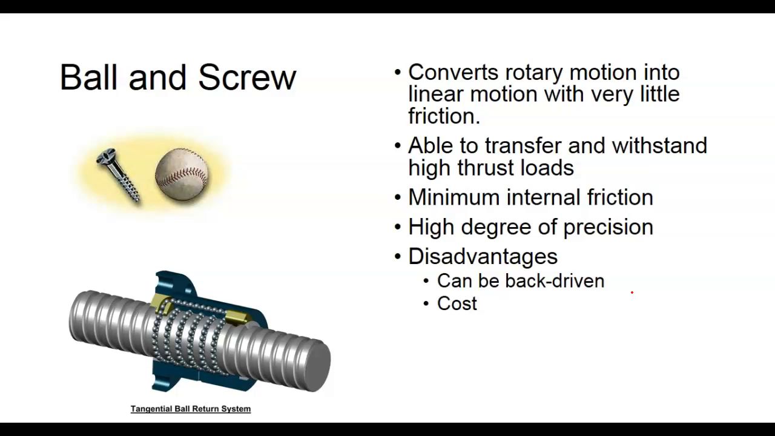So a ball screw converts rotary motion into linear motion with very little friction, able to withstand high thrust loads, with minimum internal friction and a high degree of precision. Disadvantage: they can drive back, so we would usually add an angle because they could drive back. So we definitely have one of these.